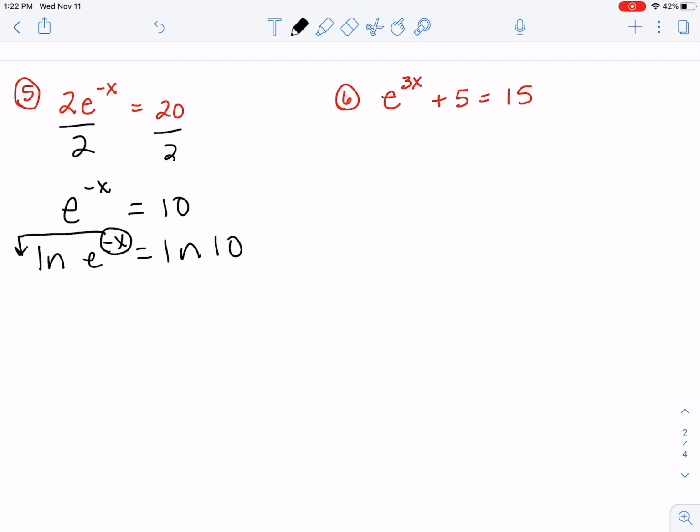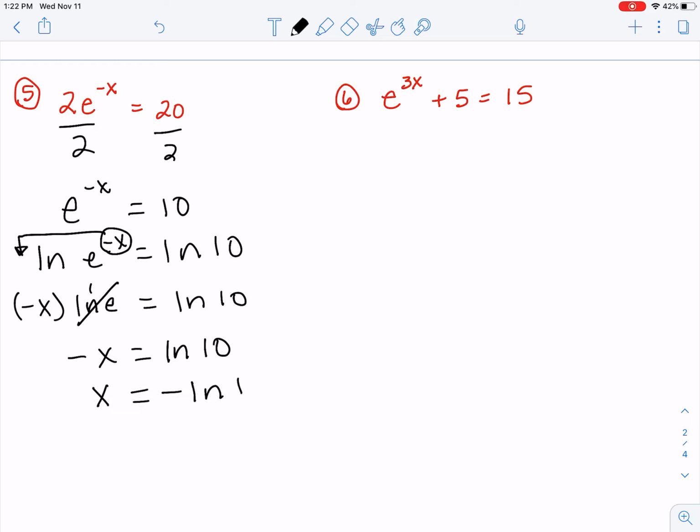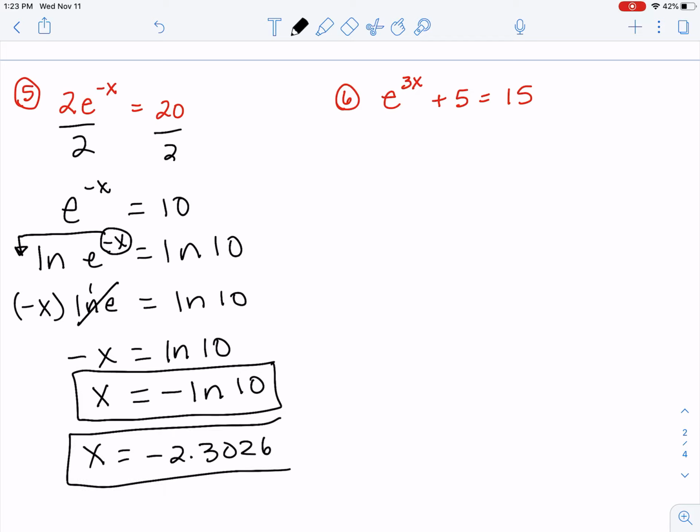The exponent becomes that multiple. That's your power property there. So I have negative x times the natural log of e equals the natural log of 10. We've learned that the natural log of e is 1. So I have negative x equals natural log of 10. Now I'm going to divide or multiply, if you will, by a negative. That's a negative natural log of 10. That's an exact answer. Decimal answer would be negative 2.3026.